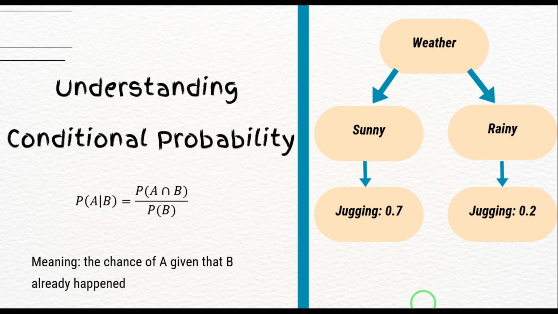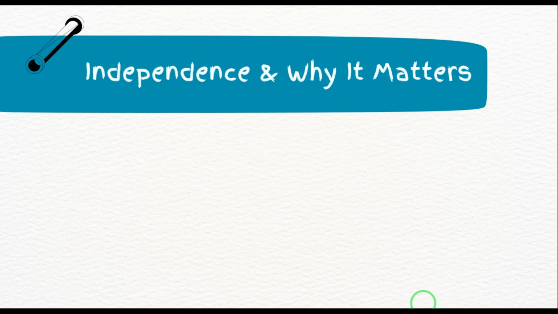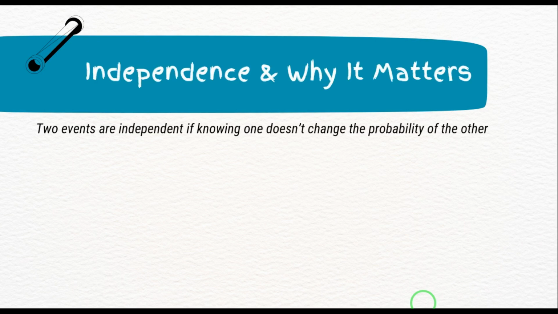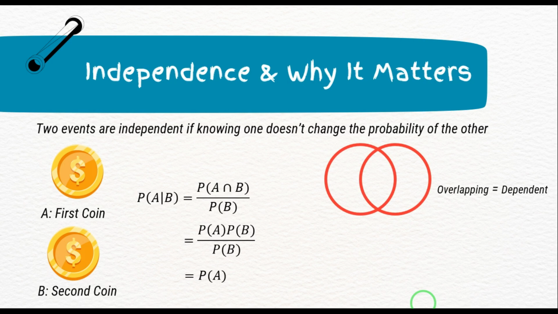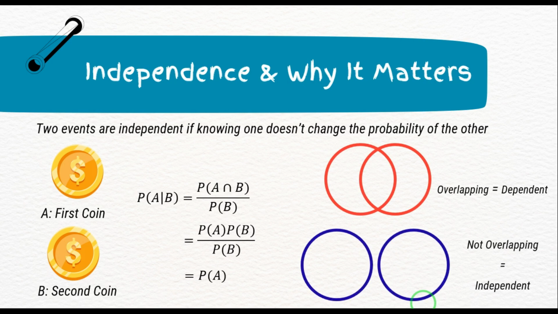Now let's connect this with another concept you have probably heard of, independence. When two things are independent, one doesn't affect the other. For example, flipping two coins. The first one doesn't influence the second one. But in real-world ML data, independence rarely holds. And that's why methods like naive Bayes fail when features are highly correlated, because it assumes independence that isn't really there.